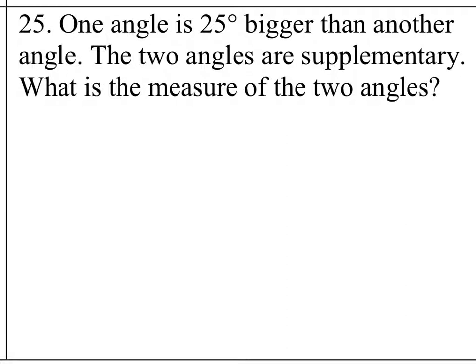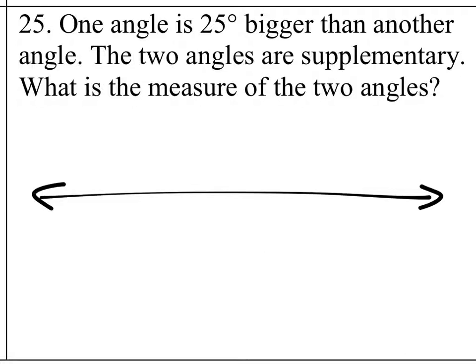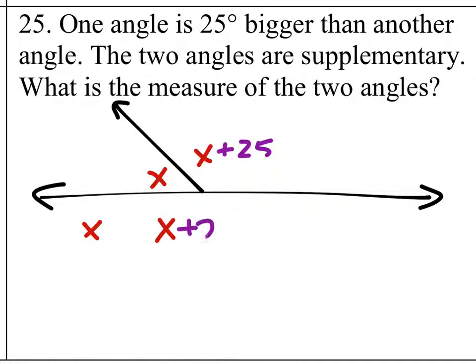One angle is 25 degrees bigger than another angle. The two angles are supplementary, so it's 180 degrees. What is the measure of the two angles? Okay. So let's draw a picture of this and see if it helps. So there's my straight angle, and we're going to split this up, something like this. We're going to say that this is the smaller angle, and the bigger one is the smaller one plus 25 degrees. So if we take the small angle, x, and the big one, x plus 25, and add these two together, then we should get a straight angle at 180 degrees.